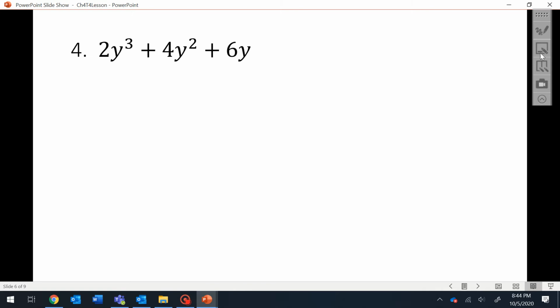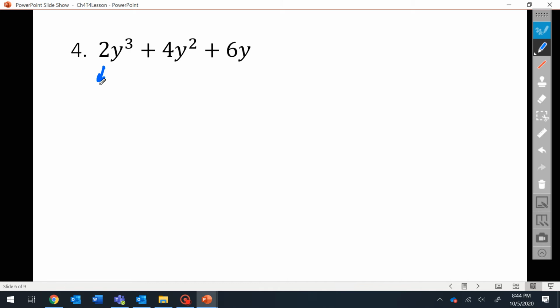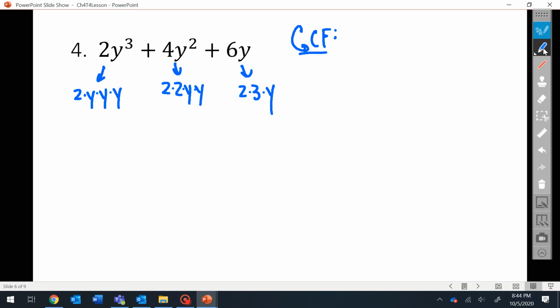Alright, number 4 has 3 terms, so all 3 of them need to be broken down. Alright, 2 doesn't get broken down, it's prime, so this is 2 times y times y times y. 4 gets broken down into 2 times 2, so 2 times 2 times y times y. And 6 gets broken down into 2 times 3, so 2 times 3 times y. Alright, the GCF is going to be what they have in common. All 3 of them have a 2 in common. All 3 of them have a y in common. So the GCF is 2y.